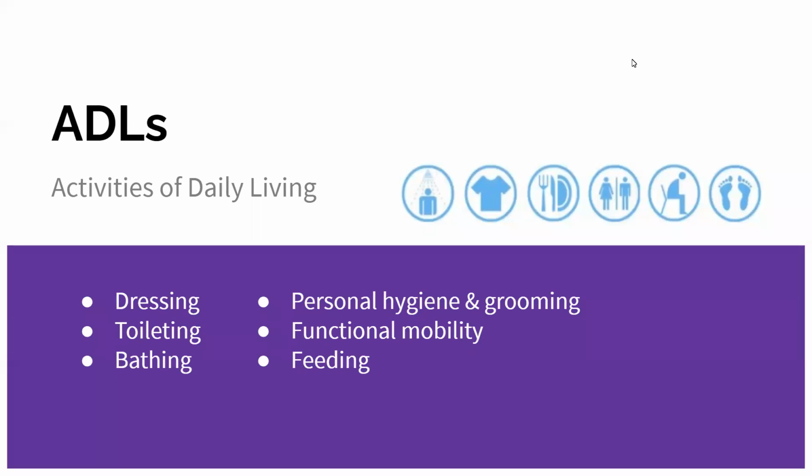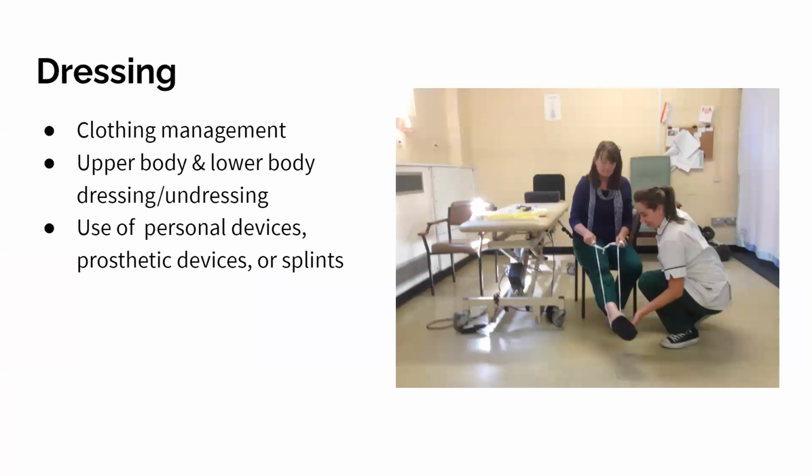Okay, so I'm going to talk a little bit about the activities of daily living. So these include dressing, toileting, bathing, personal hygiene and grooming, functional mobility, feeding, as well as, which we're not going to touch on today, personal device care and sexual activity. So to start us off, we're going to start with dressing, which is something we do every day that we often take for granted.